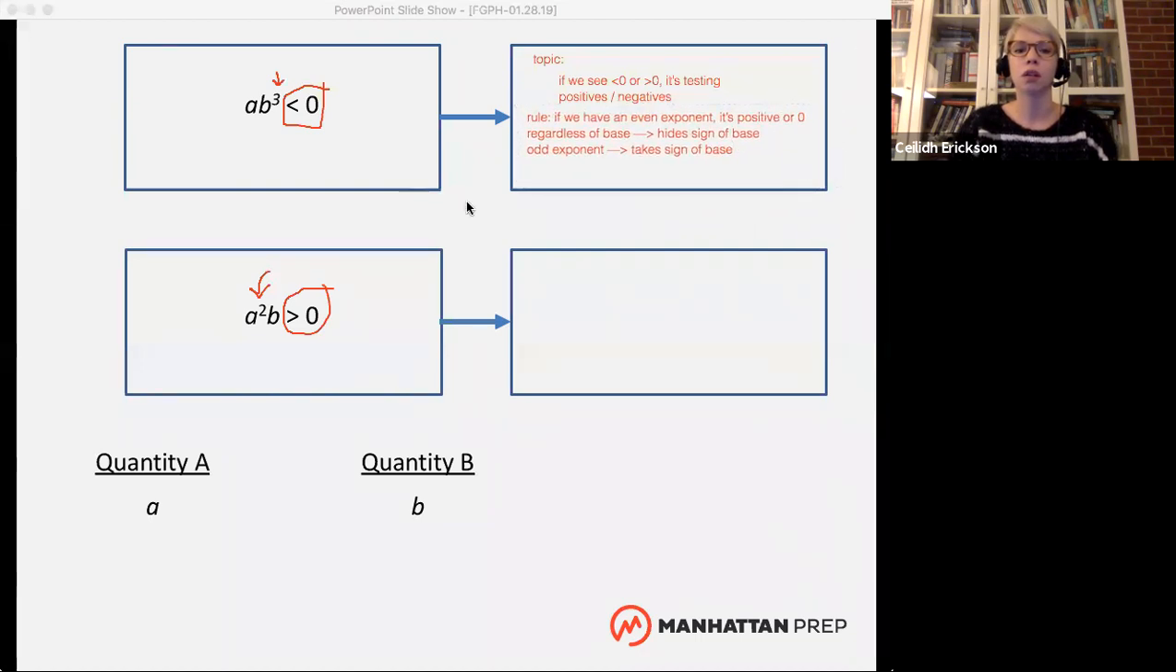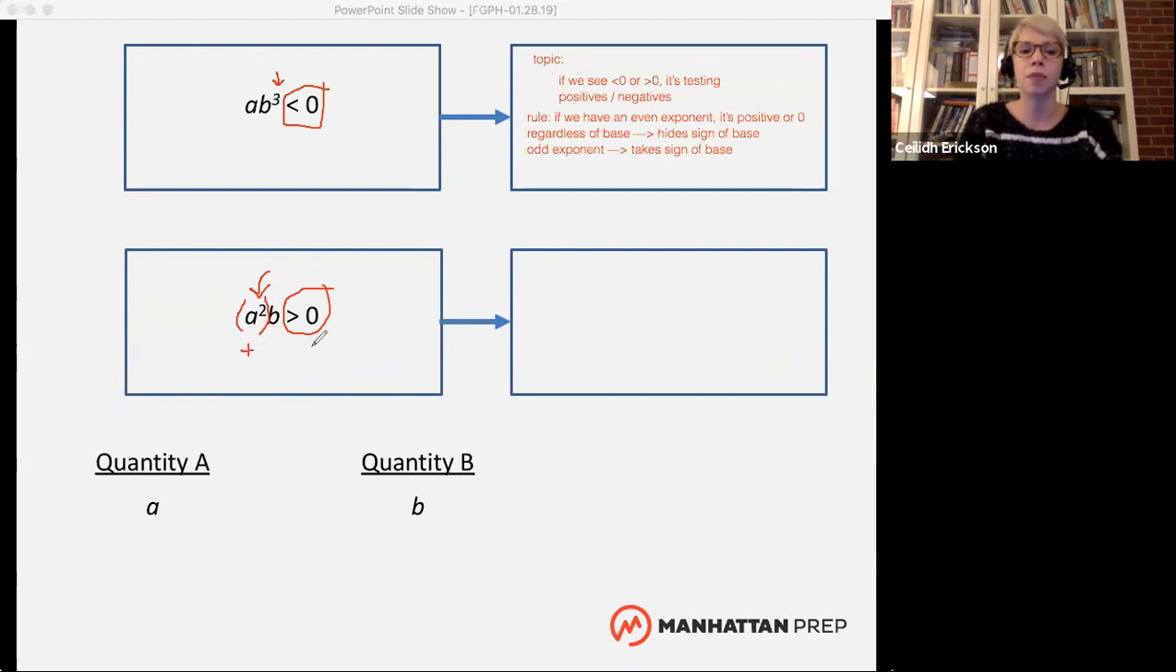Maybe let's go to the second one first with that even exponent. Over here, if a squared times b is positive, what we know about a squared is that it's positive, since an even exponent has to be always positive or zero. Why can't a squared be zero in this case? Well, if it were zero, then the whole product would be zero. But if the whole product is greater than zero, then it means neither term is zero. So we know that a squared must be positive.